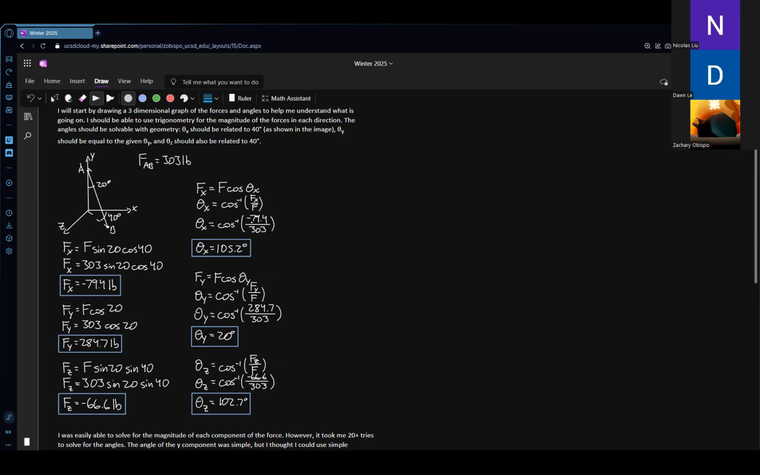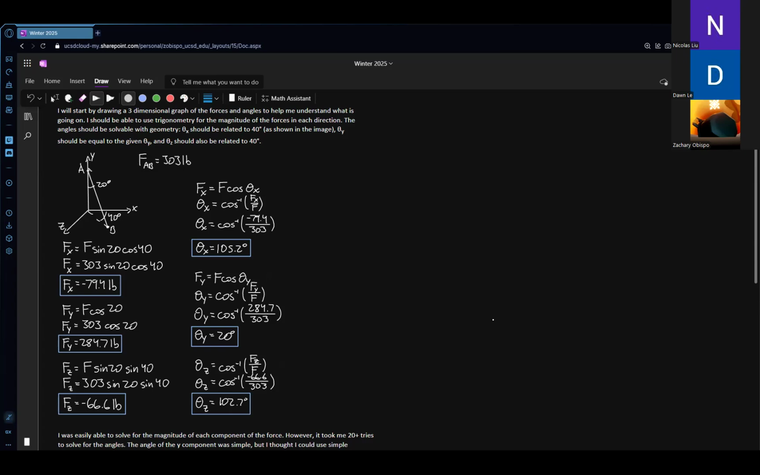When you plug the numbers in for theta x, you get theta x equals cosine inverse of minus 79.4 over 303. That's how you get theta x, and you repeat the same process for theta y and theta z. That's all there is to this problem. Any questions?